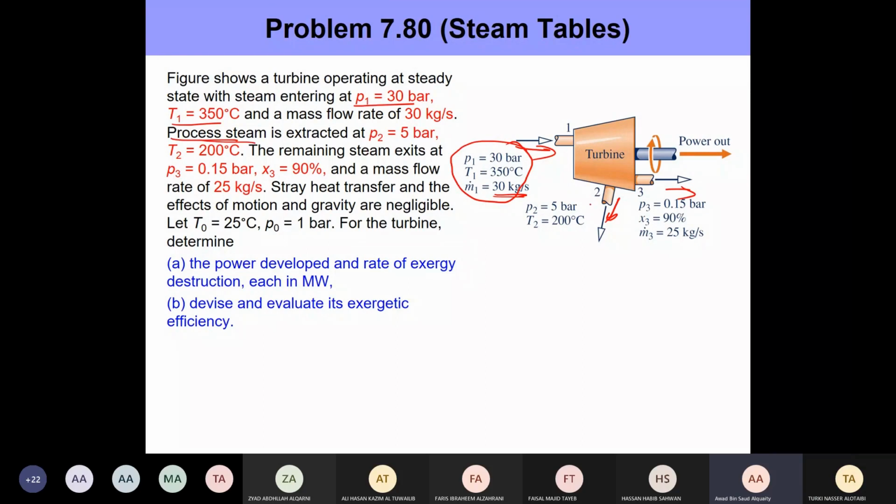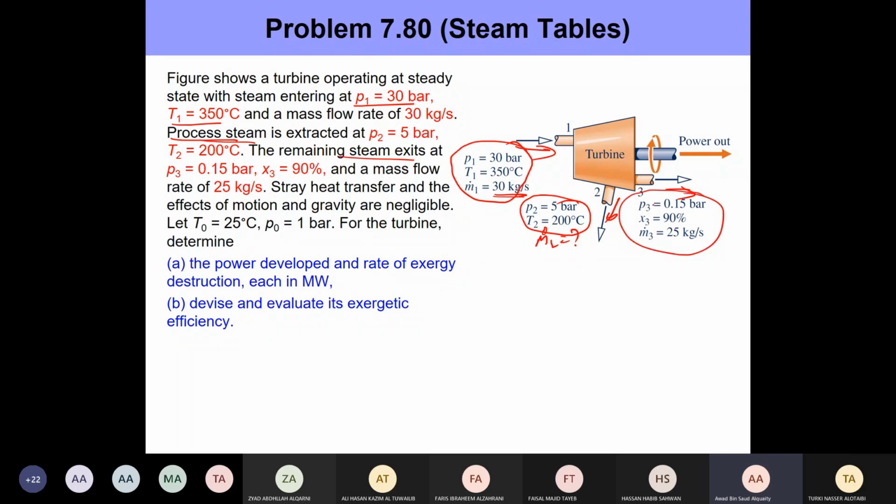Some process stream is extracted after a little bit of expansion. Some stream is extracted at these conditions. The pressure and temperature are given. The mass flow rate is not given, so it's something we may need to find out. And then the rest remains in the turbine and of course undergoes expansion, exits at a much lower pressure.